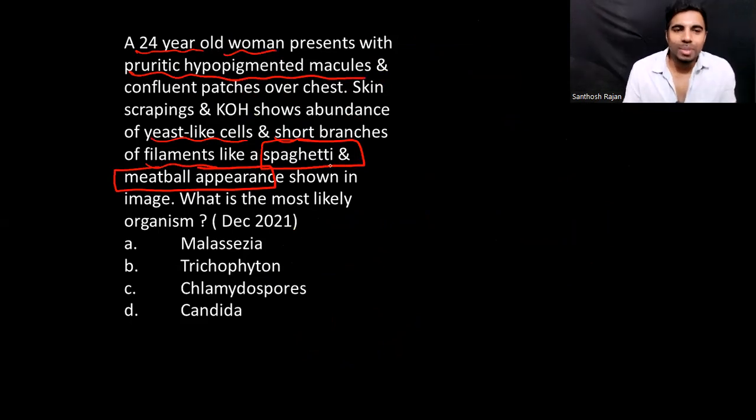Spaghetti and meatball appearance, sometimes they give grapes and banana. Grapes and banana like this, you know, spaghetti or noodles. Spaghetti is the filamentous form, I say. So sometimes it looks like a banana and grapes also. Banana and grapes appearance. So now what would be the answer?